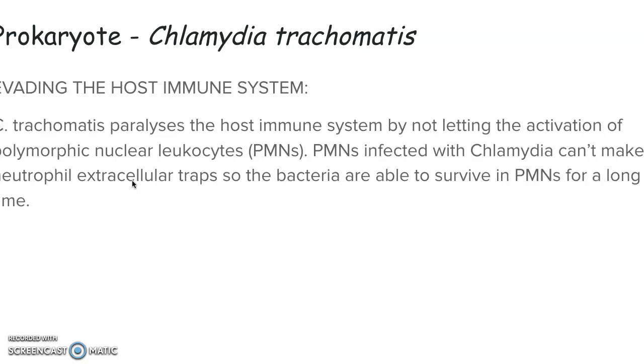So evading the host immune system, the way that this microbe does that is that it paralyzes the host immune system by not letting the activation of polymorphonuclear leukocytes, and then the polymorphonuclear leukocytes infected with chlamydia can no longer make neutrophil extracellular traps. So then the bacteria is able to survive for a long time.